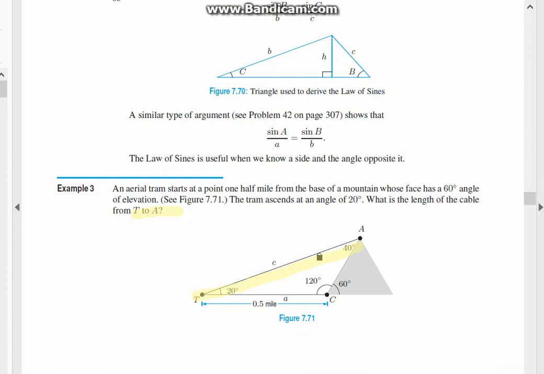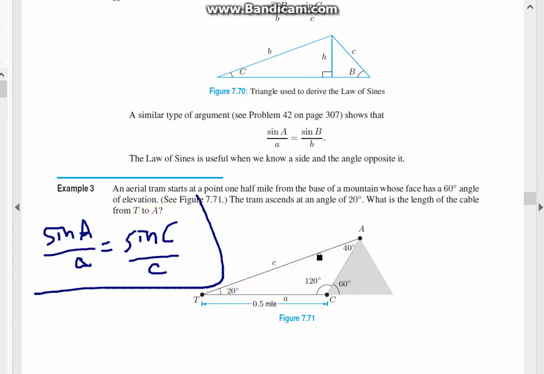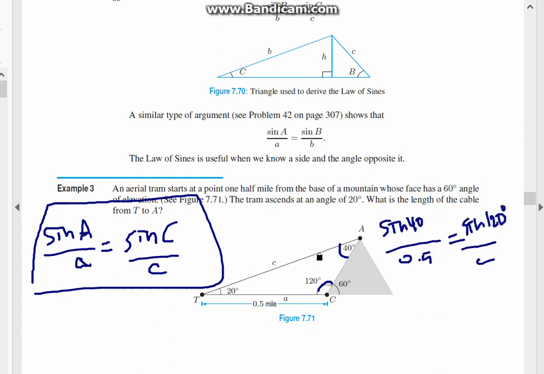So we're going to use the law of sines to find c. The reason we're not going to use sine B is because there is no sine B, and since we know the exact values of sine A, 40 degrees, and a, which is 0.5, and sine C, which is 20 degrees, we can easily find c. If we solve this for c, we find that it is around 0.637. So it's that easy.